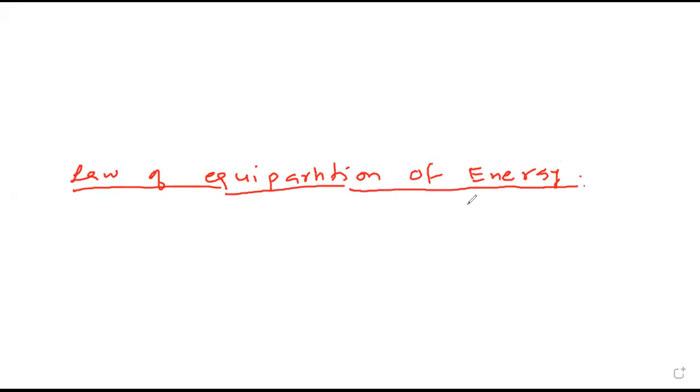What is the kinetic energy of a single molecule? Half m v square. In case of molecules, we take c square. So the c can be resolved into three components x, y, z. That means if c is the velocity resolved into three components, then the average kinetic energy in one axis will be half m cx square, half m cy square, half m cz square.